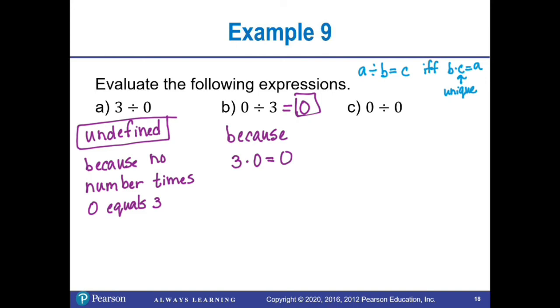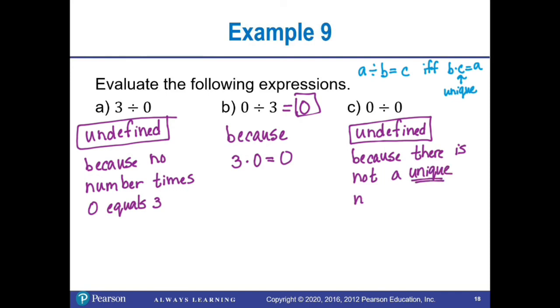Then part C, we have 0 divided by 0. Well, at first glance, you could say, well, 0 divided by 0 is 1 because 1 times 0 equals 0. Or 0 divided by 0 is 2 because 2 times 0 equals 0. But remember, our definition says unique. So this one is undefined. It's undefined because there is not a unique. Unique means only one. So there's not a unique number that we can multiply times 0 to get 0.